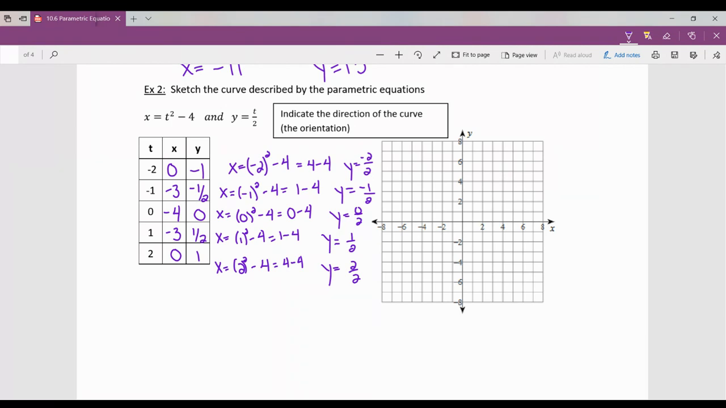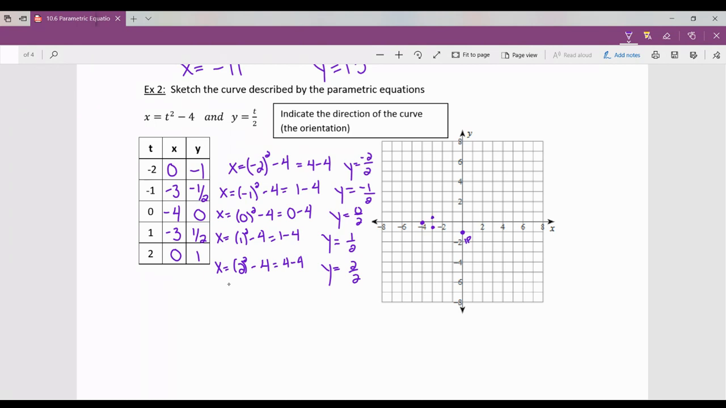So I go to my x's and y's. So 0, comma, negative 1 is my first point. So sometimes we can label that as my initial point because I was given that as my graph. So I could label that as my initial point. All right, my next point is negative 3, comma, negative 1/2. Okay, negative 3, comma, negative 1/2 is right there. Then my next one is negative 4, comma, 0. And then my next one is negative 3, comma, positive 1/2, so right there.